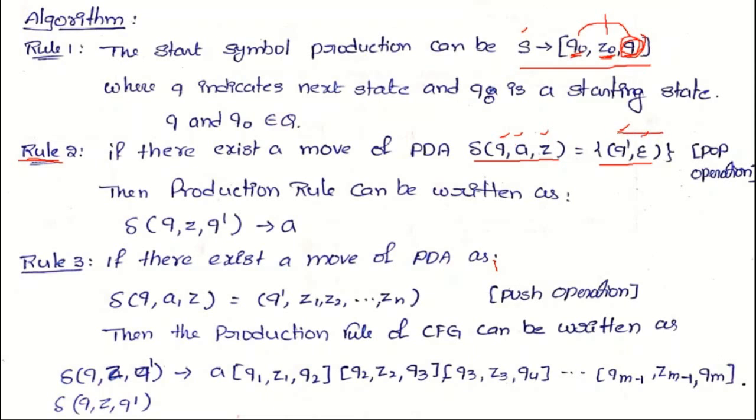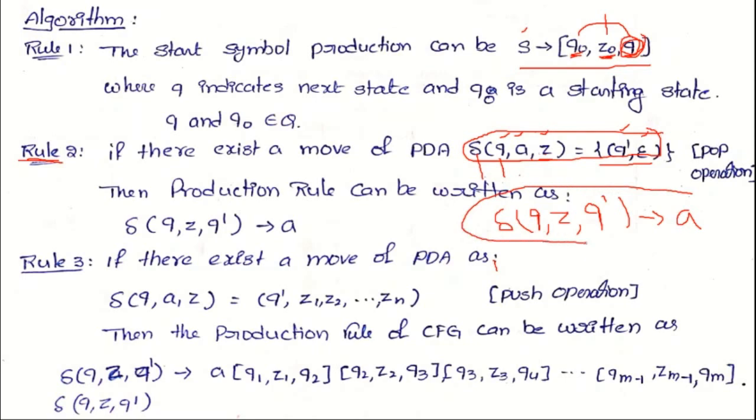When we read a transition in this form from the given PDA, it can be converted into a production rule as delta, so this delta as it is, comma the current state q, comma the top of the stack z, comma the next state q dash. So this derives the input a. So this is the production rule for the pop operation.